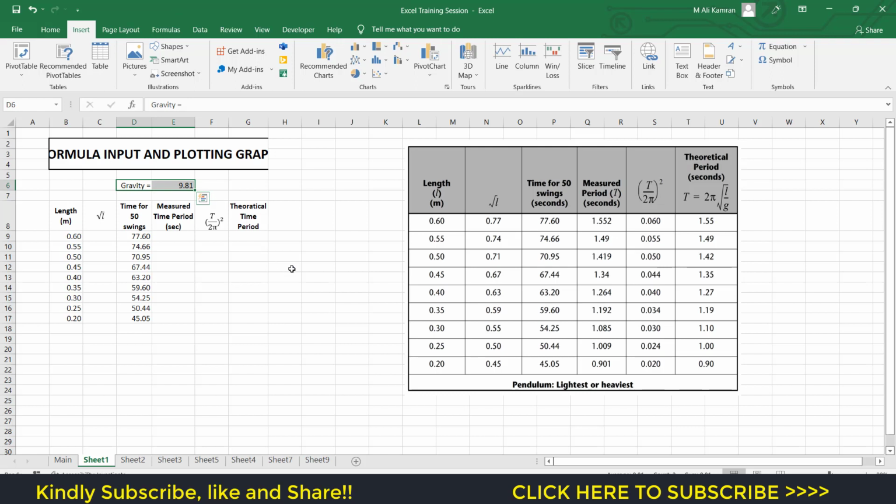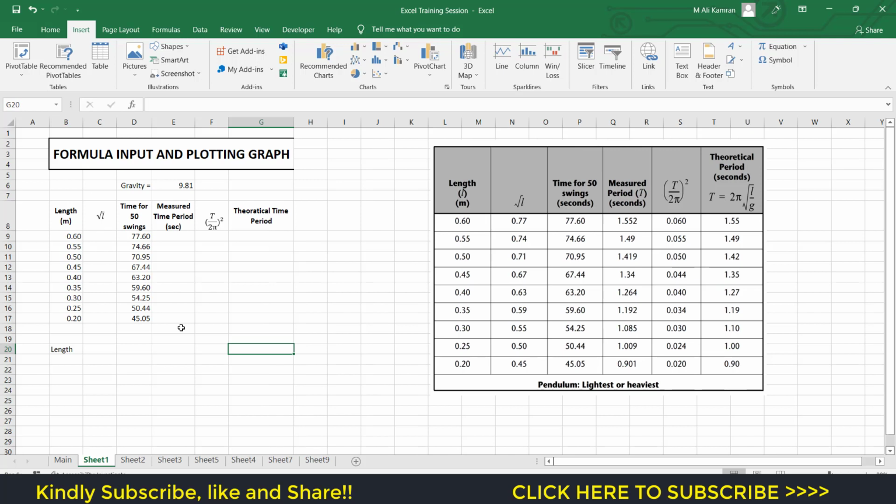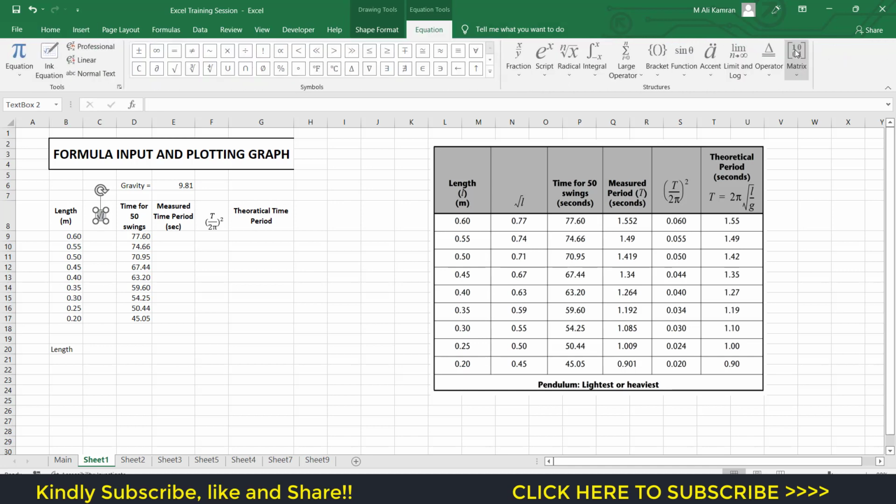So now how to do all this in Excel? First of all, we will write all these values which are required. So let me write them again. We will write length, then square root L. We cannot enter the mathematical expression, that is, square root L, directly in Excel. So we will use the insert equation function, right? So this is Home, and then this is Insert. Then insert an equation, right?